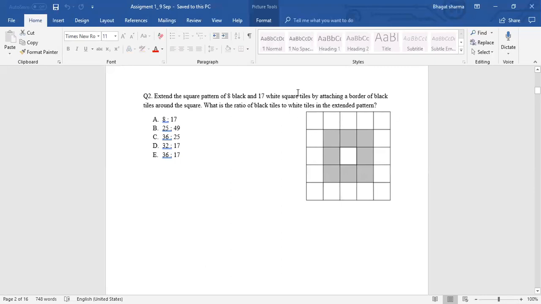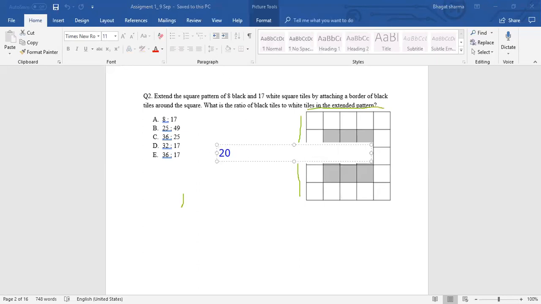So basically, you need to add one more border of black tiles around the square. So if you add those black tiles, how many tiles will be there? That is what you need to count. When you're counting these tiles, the quickest way was, as Manu did, that he first took the perimeter, that is 20. So 5 on this side, 5 on this side, similarly 5 on each side, so 20 will be there.